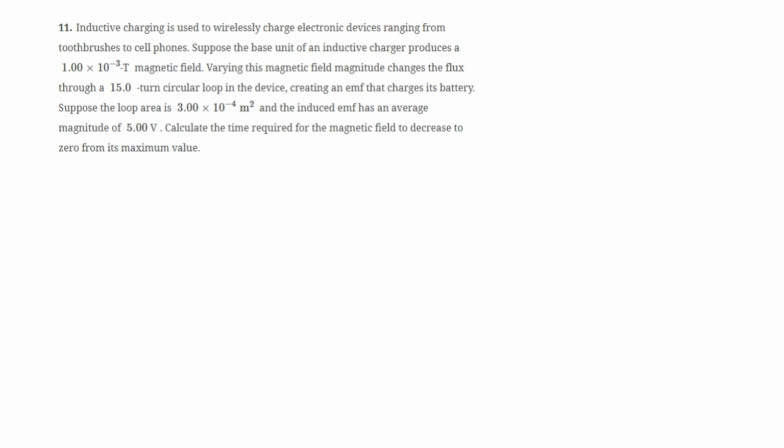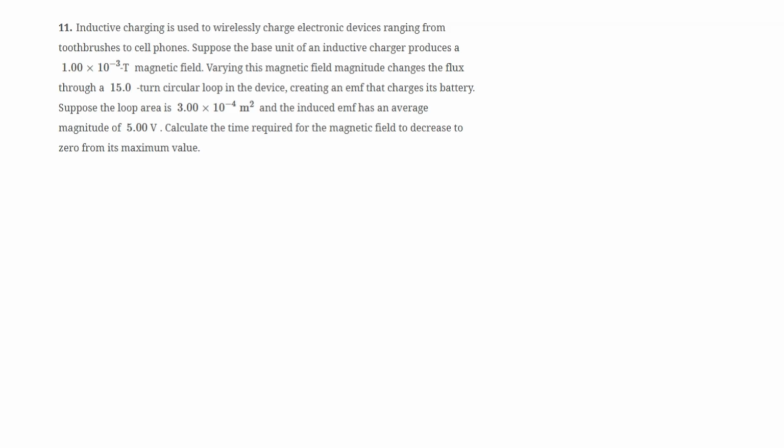Suppose the loop area is 3 times 10 to the negative 4 meters squared, and the induced electromotive force has an average magnitude of 5 volts. Calculate the time required for the magnetic field to decrease to 0 from its maximum value. Well, let's see first what this is about: what formula we can use, what is given, what is unknown.